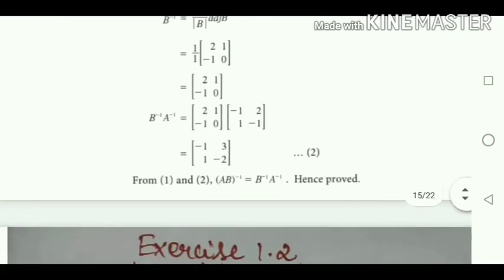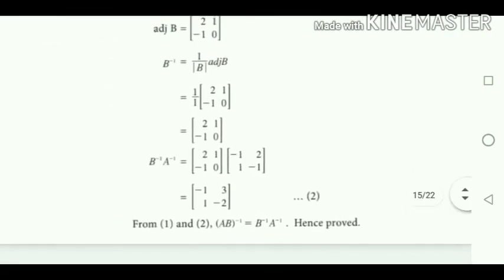B inverse into A inverse equal to: if you multiply these things, you are getting [minus 1, 3; 1, minus 2]. Therefore, the two answers are equal. From 1 and 2, it is proved that (AB) whole inverse equal to B inverse into A inverse. Hence proved.